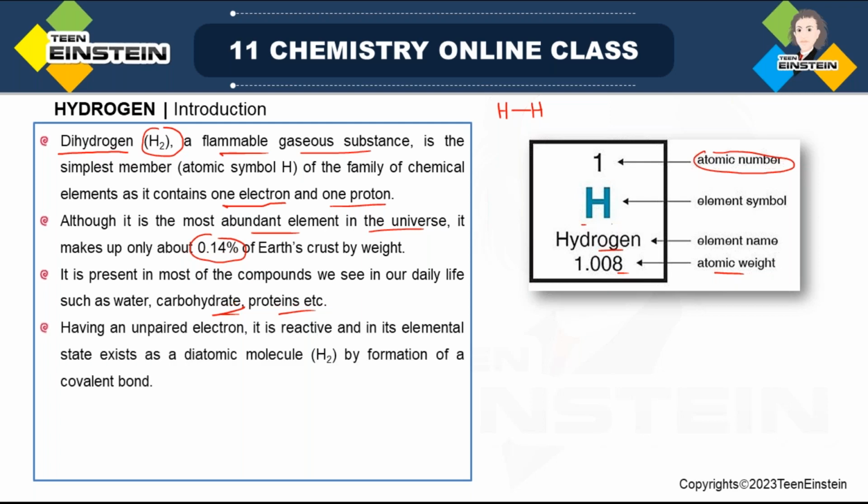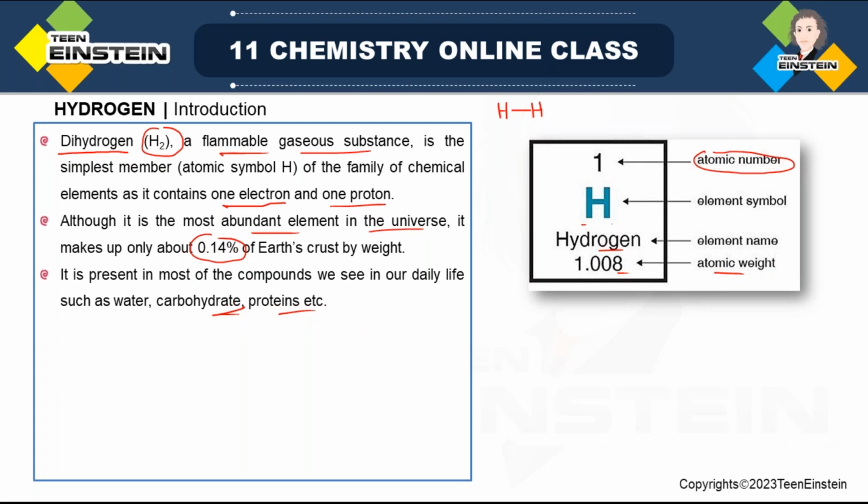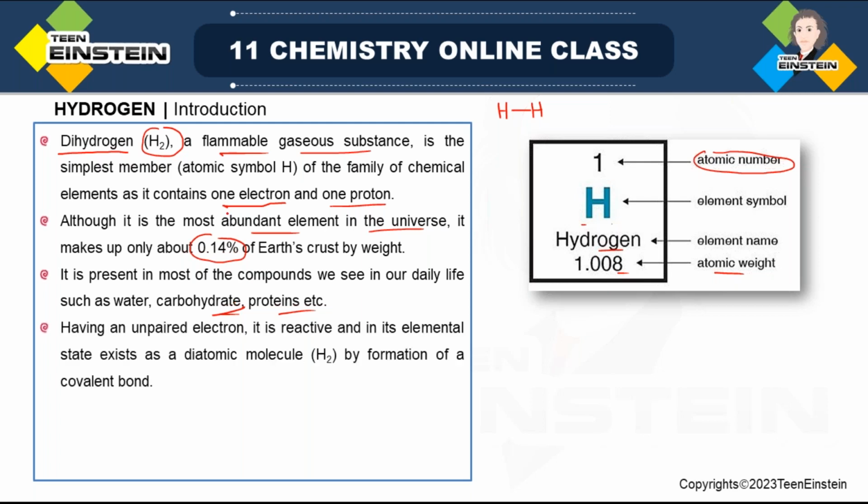These are some examples of compounds that we see in our daily life where hydrogen is present. Now in hydrogen there is not only one proton but also one electron, just one electron. So in the nucleus there is one proton, and the electron is outside. As it has an unpaired electron, it is very reactive, and it does not occur in the atomic form.